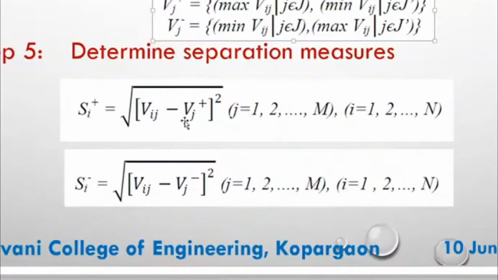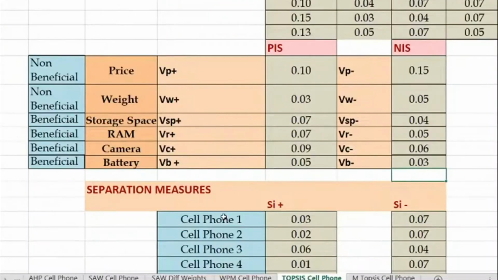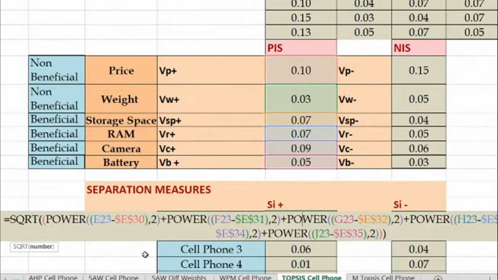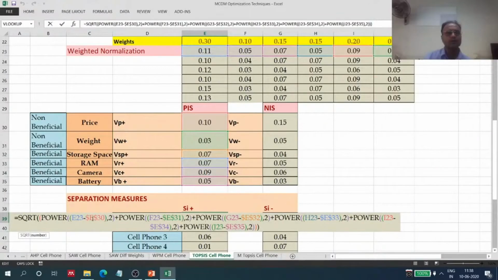For obtaining S I plus, we have to subtract all the positive ideal solution values from the respective normalized values, and for getting S I minus, that is the negative separation measure, we have to subtract the NIS values, the negative ideal solution values, from the corresponding normalized values. For cell phone number 1, the separation measure S I plus, you can see how it is obtained. As we have to take a root, initially I have written the formula equal to square root. Square root of what? E23 minus E30. See, E23 is this cell, minus E30, which is the positive ideal solution for the price.